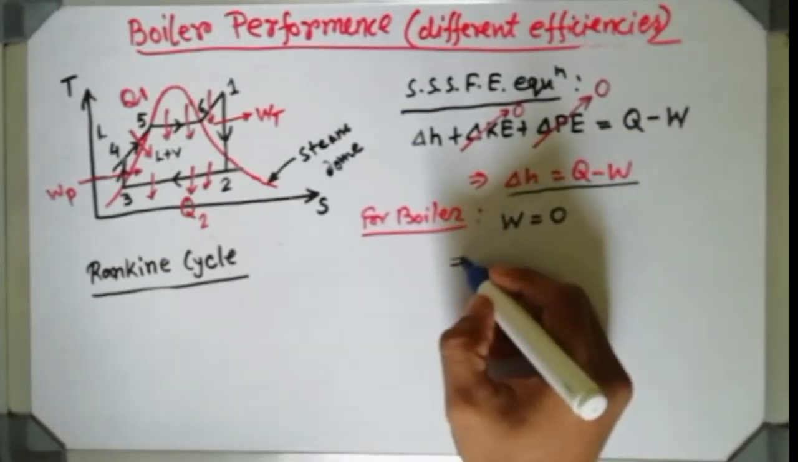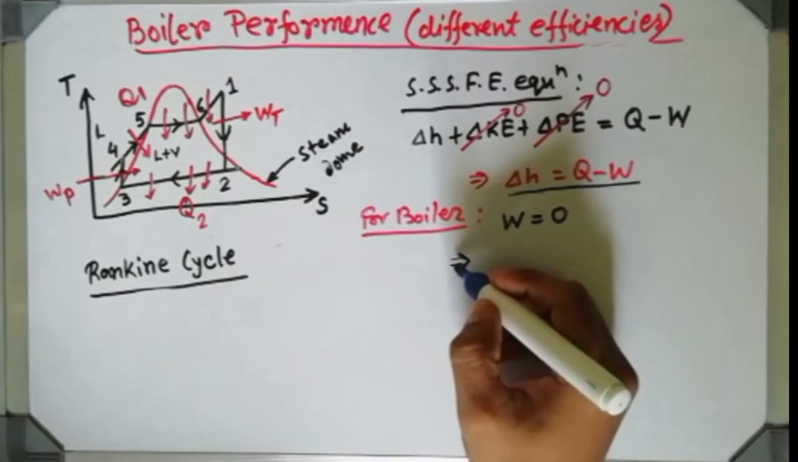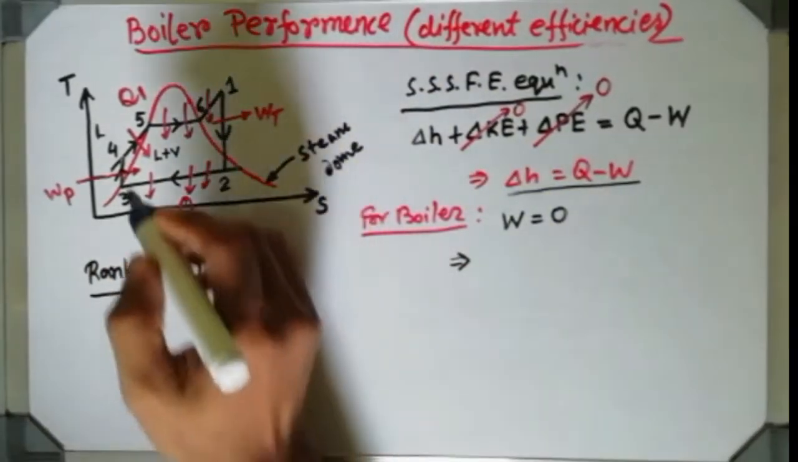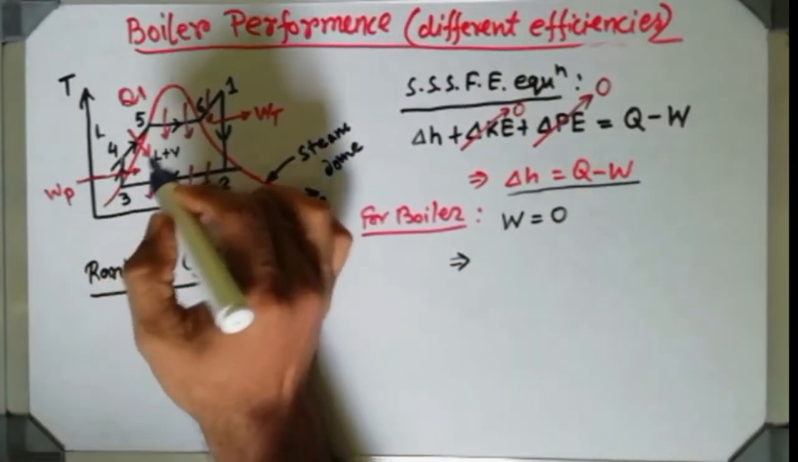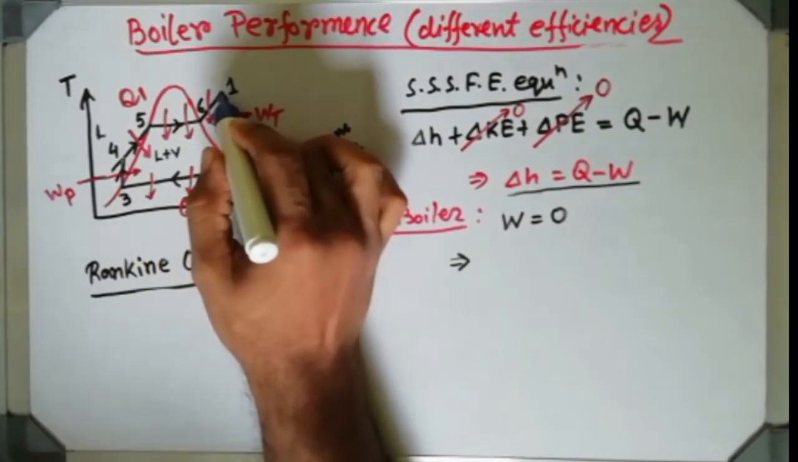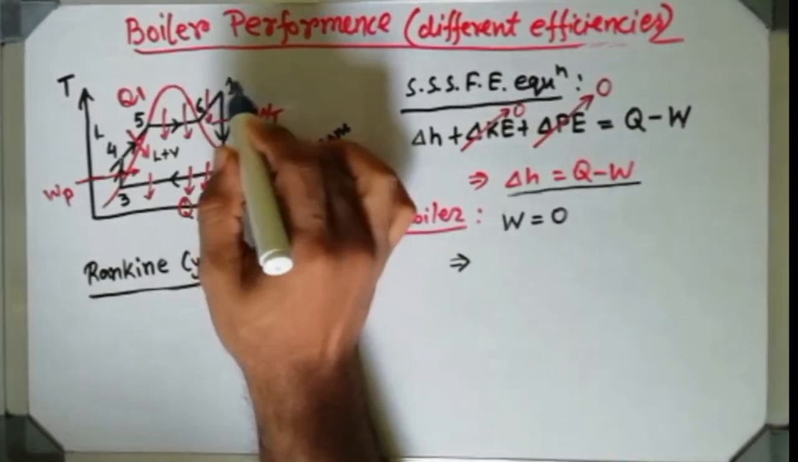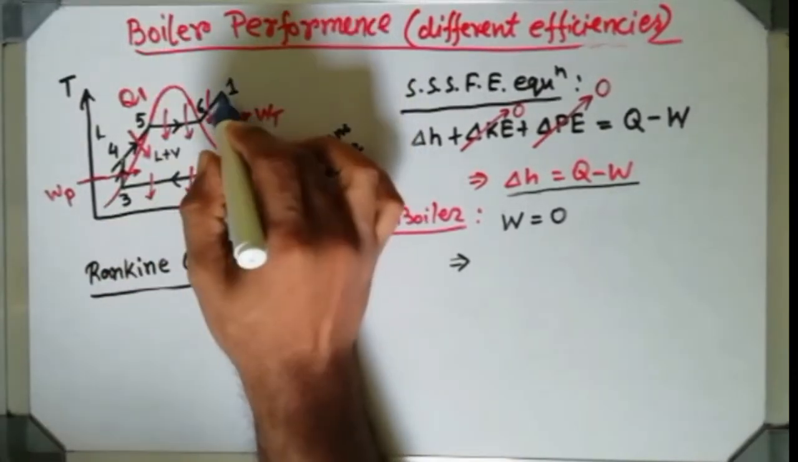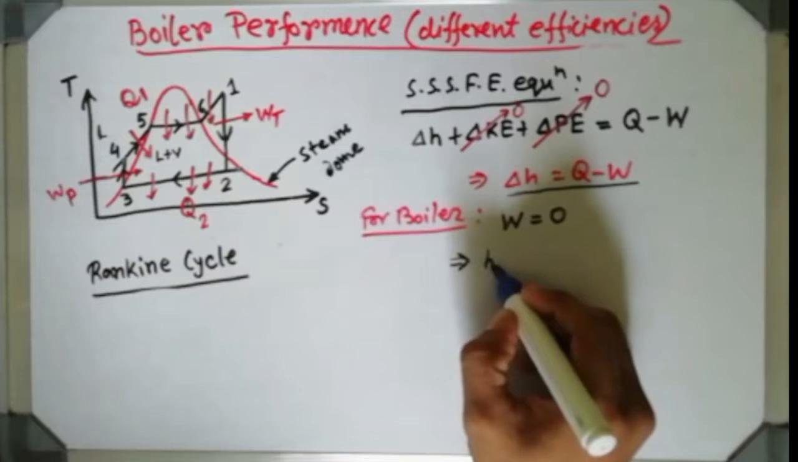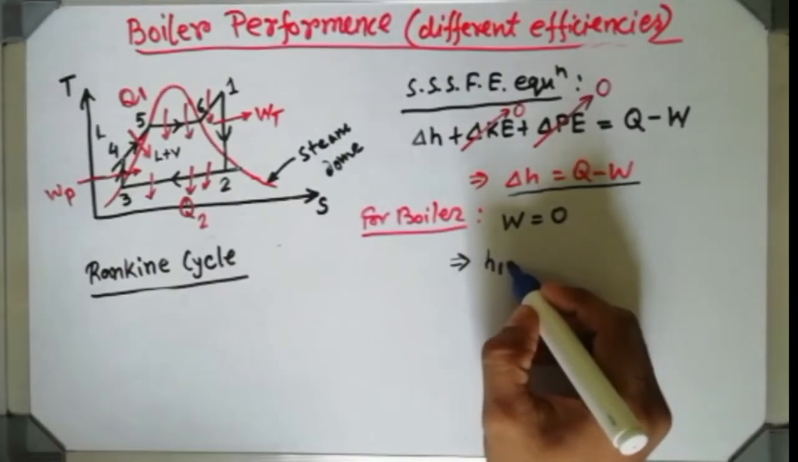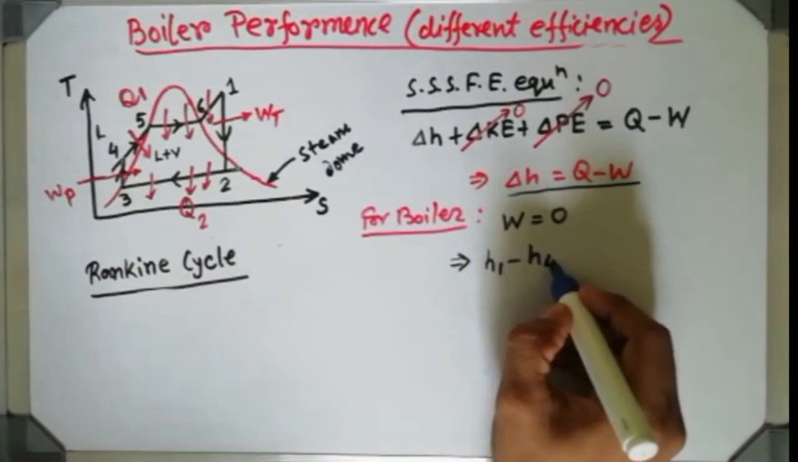So for the boiler, I can write the change in enthalpy. Now, the change in enthalpy should always be considered as final minus initial. So the final enthalpy can be written as H1 and the initial enthalpy can be written as H4.